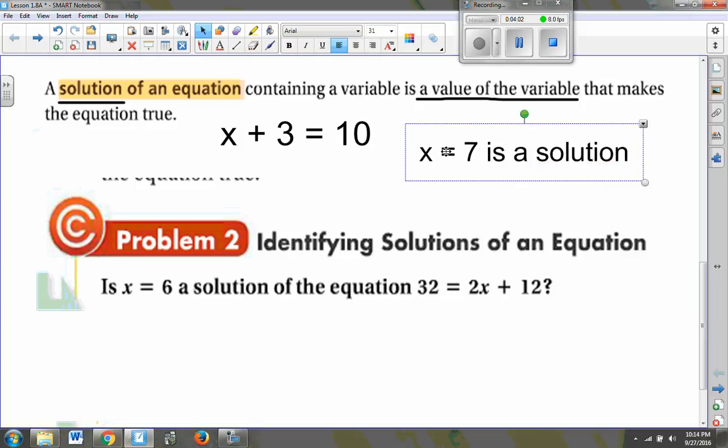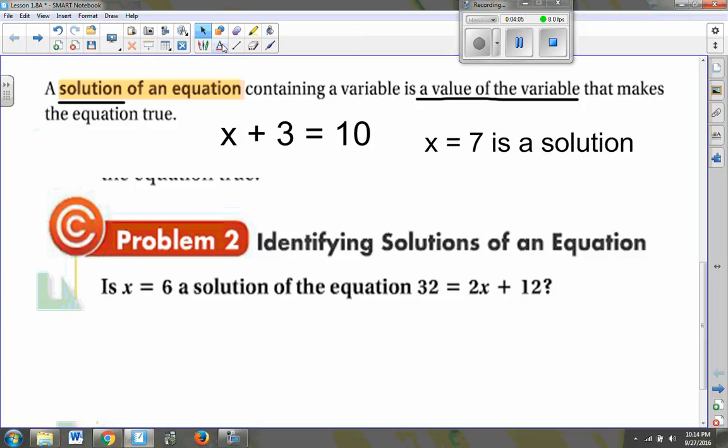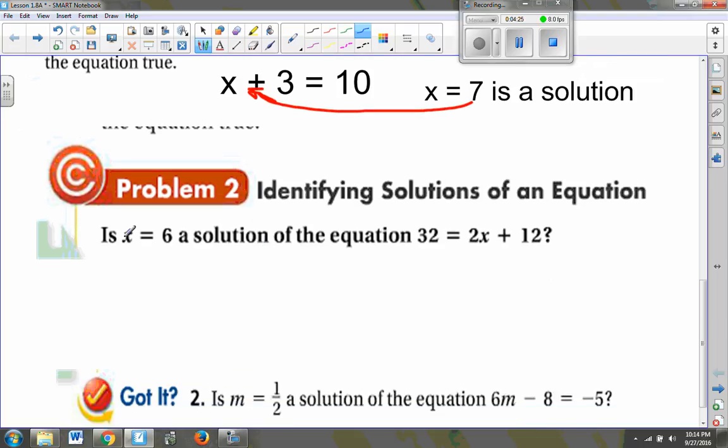x equals 7 is a solution because if I put a 7 into the equation where x is, we see that 7 plus 3 most certainly is 10, so that makes it true. Now, when I ask you to check and see if a certain value for x is a solution, it's actually quite a simple process. This example says, is x equals 6 a solution of the equation 32 equals 2x plus 12? All we have to do is take this number 6 right here and put it where the x is in this equation.